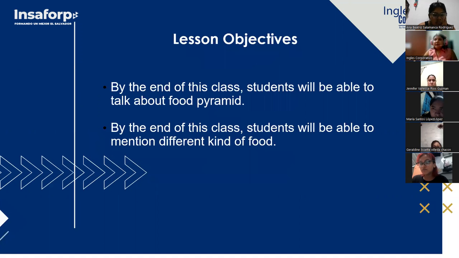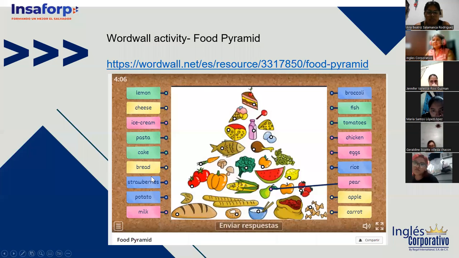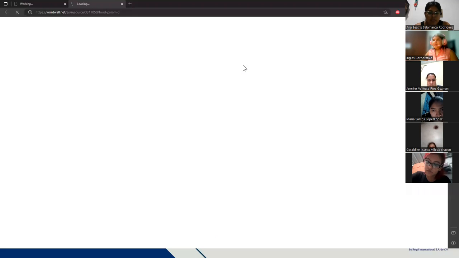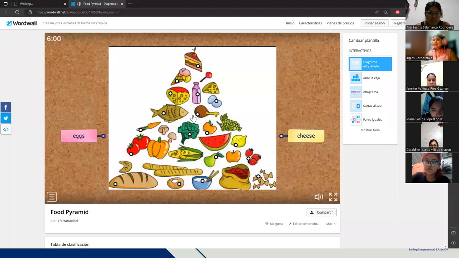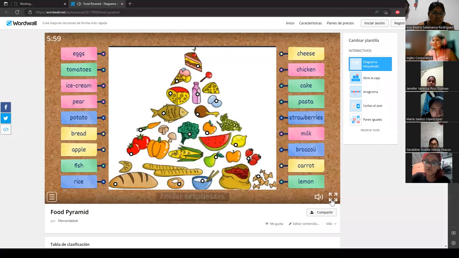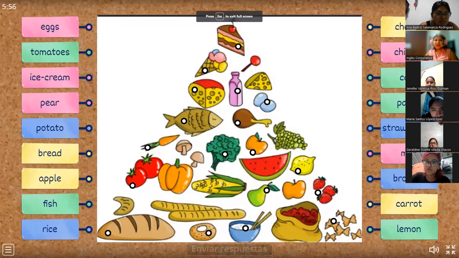The lesson objectives for today: at the end of this class, you will be able to talk about different kinds of food, and also you will be able to mention different kinds of food to have a conversation, and talk about what you like or dislike. Good. To start, we're going to match the names and pictures and images that we have about food. Okay, good.